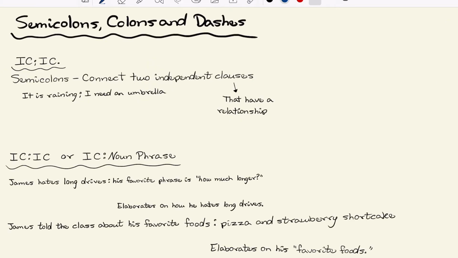Semicolons, colons, and dashes. Semicolons connect two independent clauses that have a relationship. If the two independent clauses are not related, they cannot be connected. In this sentence, it is raining, I need an umbrella. There are two independent clauses that are related to each other, and so they're connected using a semicolon.